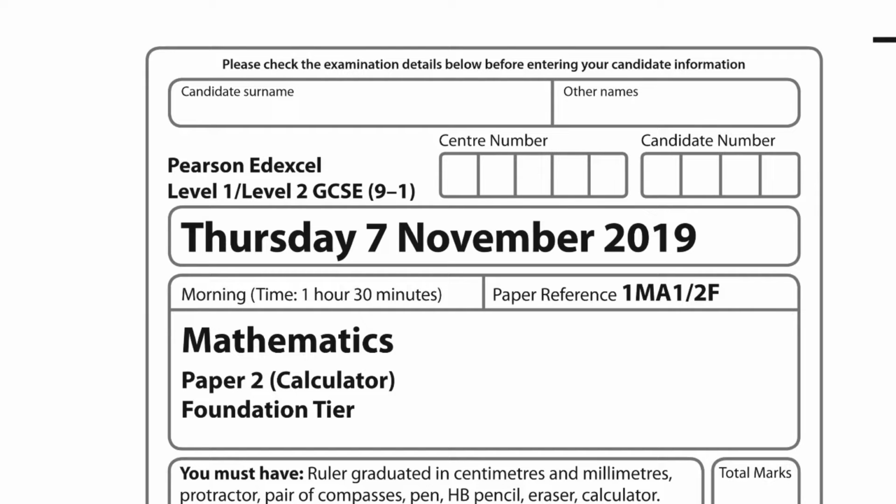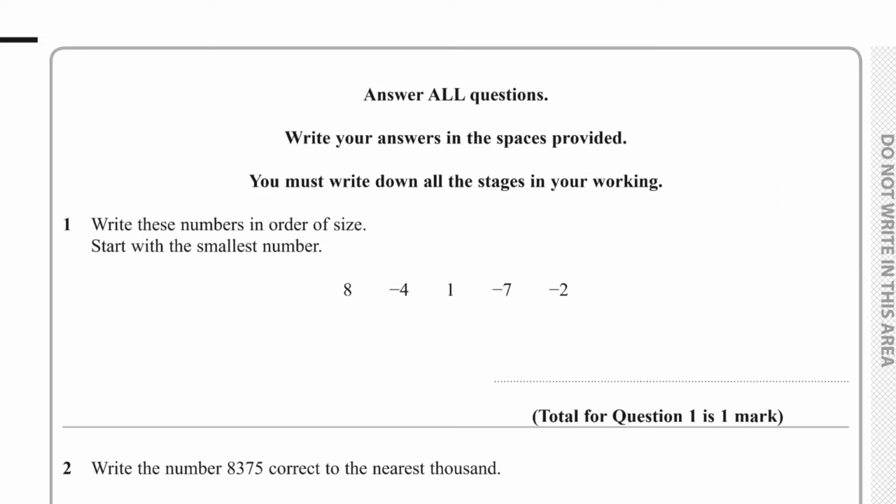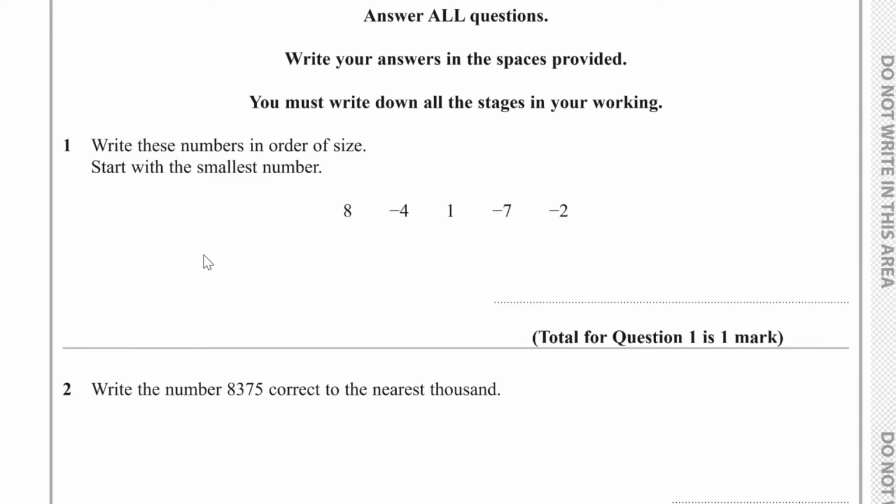Hi guys, this is the EdExcel GCSE 9-1 Maths Paper 2 from the Foundation Papers, and it's from the November 2019 series. Question 1. We have to write these numbers in order of size. We have to start with the smallest number first.